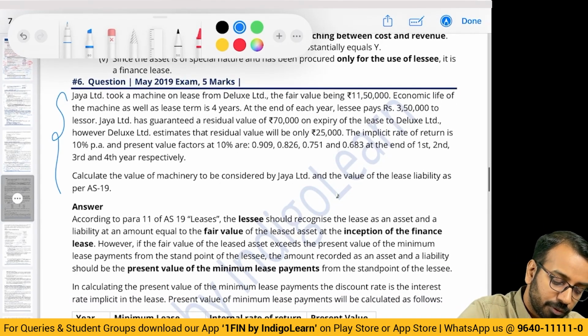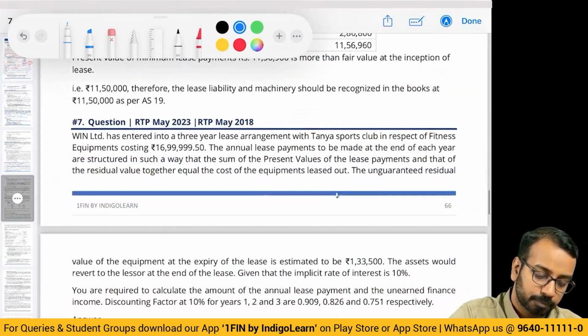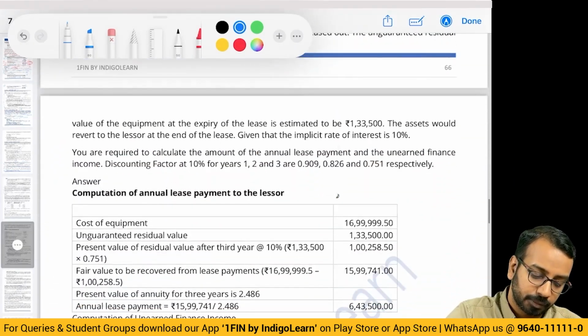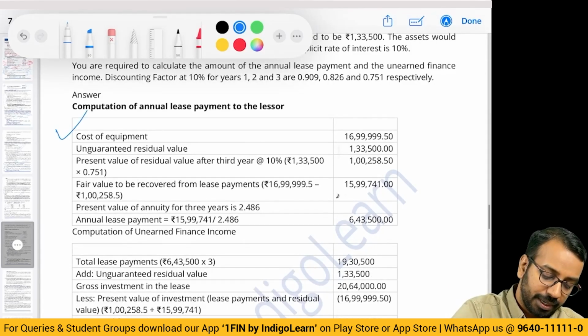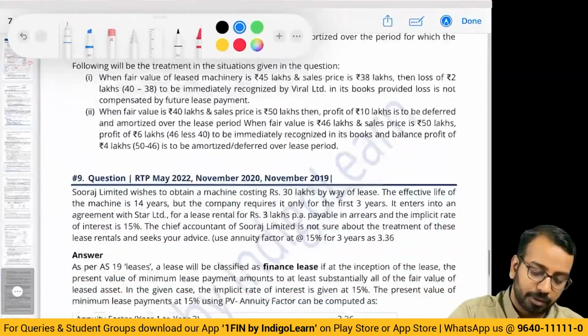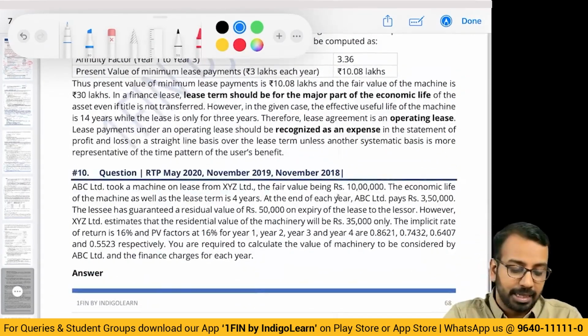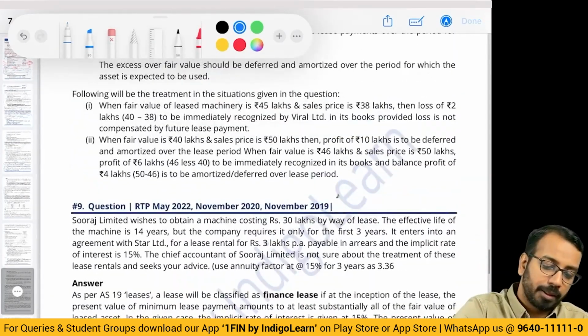This similar question we have already done. Again, this was asked for 5 marks. This we just now did again. These are more for your practice. Sale and leaseback, definitely do it. That will help you become comfortable with sale and leaseback transactions.